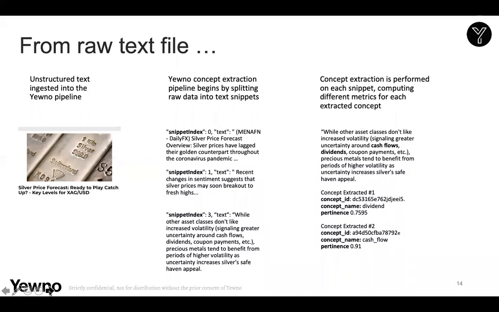So you can see here a tiny section of text, "while other asset classes don't like increased volatility," and so on. And from that, a couple of concepts have been extracted. We can see cash flows and dividends. And as you can see beneath that, you see these two concepts that have been extracted. They have a concept ID, the concept has a name, and it has a pertinence score. And that's giving you a sense of how relevant that concept is in that item of text. And in the bigger knowledge graph environment, you can of course relate concepts to other concepts from different items of text.